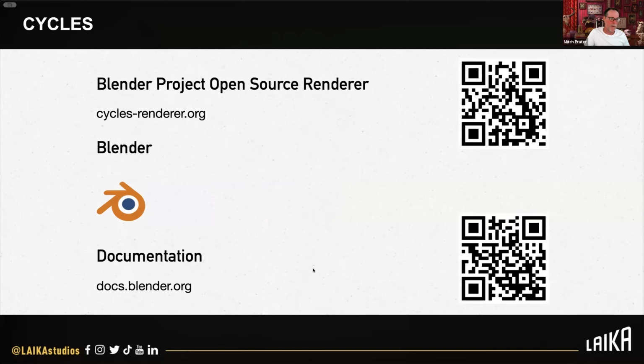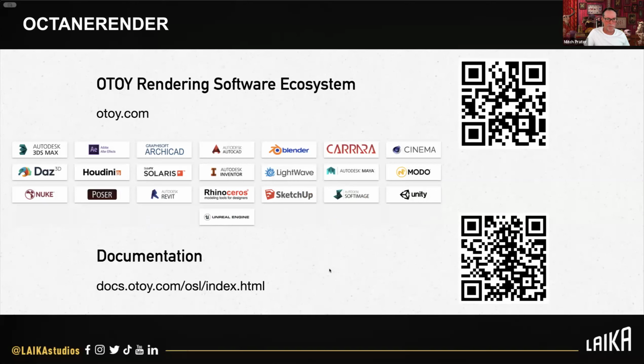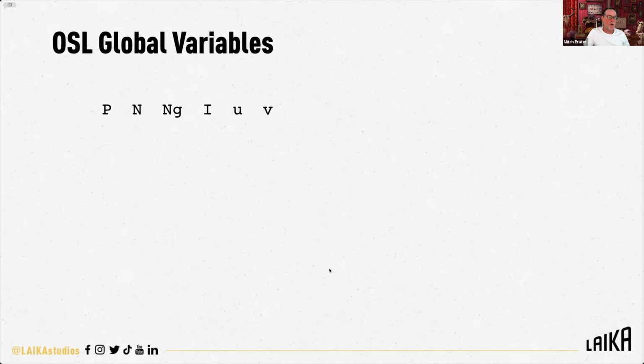Octane Render is an interesting one. It's a GPU-only renderer, so you'll need an NVIDIA GPU that can run CUDA. So now for writing OSL shaders. I'm only going to talk about pattern shaders. I'm not going to talk about defining closures and other responses. This is just generating patterns.